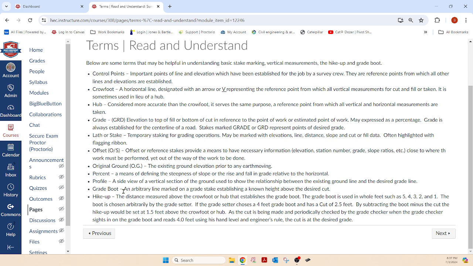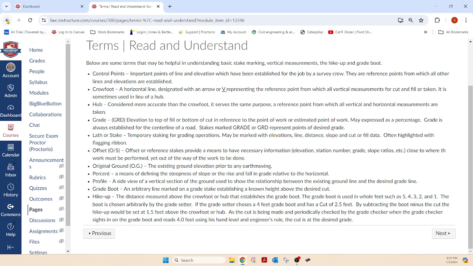Original ground percent profile, we'll talk about that. The grade boot is a fun thing that we're going to learn how to do, and the hike up has to do with where to put the grade boot. A grade boot is a known distance above desired grade, desired cut. Now, we can use a boot in a fill situation, but it's primarily used in cuts. A fill boot is a little bit rare, but not unheard of. So I said I wouldn't stay here long, and I'm not.